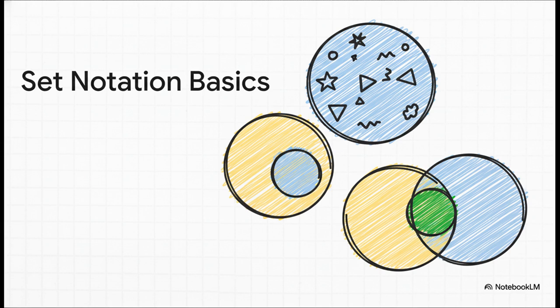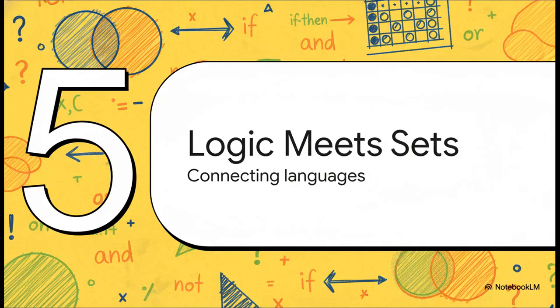And just like in logic, we have operators. Intersection is where you find the stuff that's in both sets, and union is where you combine everything from either set into one big group. Starting to sound a little familiar? And now, we get to the final piece of the puzzle. This is the moment where we see that logic and sets, they're not really two different things at all. They're just two different languages trying to describe the exact same ideas.